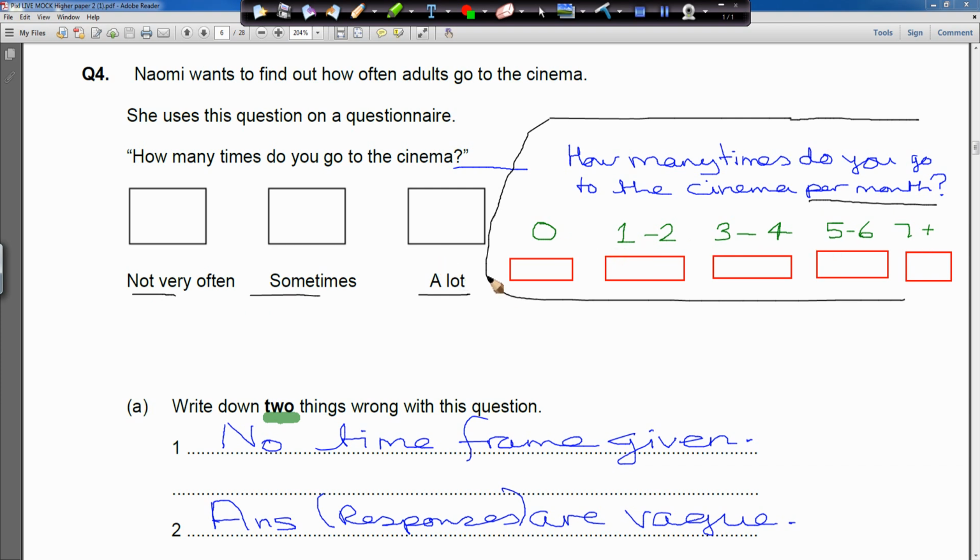Okay, folks, I hope this has helped you with this particular questionnaire style question. We shall move on to question 5 next.